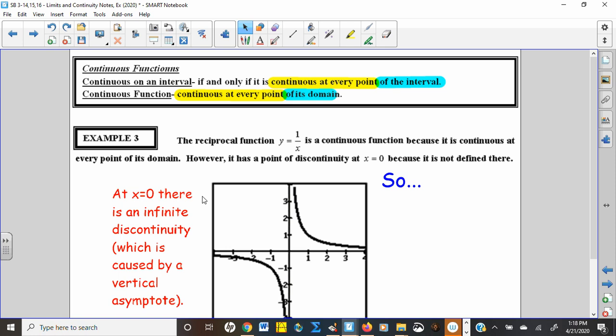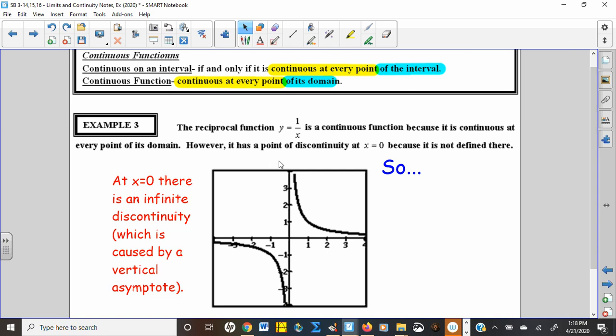Now, what makes a continuous function? The definition of a continuous function is that it's continuous at every point of its domain. So that's the key difference here. When you're talking about continuity on an interval, you have to include every single value, whereas continuity for a function only talks about the domain. And we know some functions don't have domains of all real numbers, right? So if I look at example 3, this is the function 1 over x. Is it a continuous function?